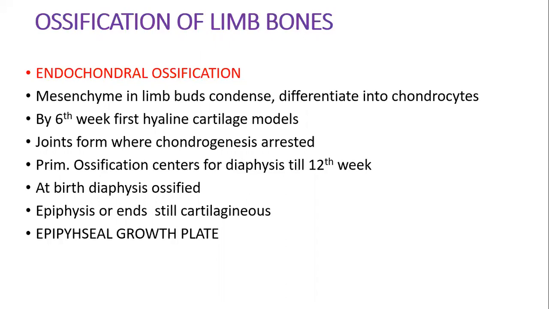But at birth, diaphyses are completely ossified, while the epiphyses are still cartilaginous, and epiphyseal growth plates are going to allow the growth and increase in the length of the bones till the growth plates are ossified by the age of puberty. First, diaphysis centers are going to appear in the diaphysis. Later the centers are going to appear for the epiphyses, which are the ends. And later these are going to ossify completely. And the places where the bones are going to meet, chondrogenesis is arrested, and these are going to result in the formation of your joints. We have studied this in the previous lectures.